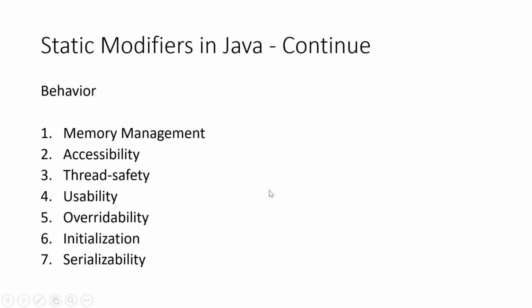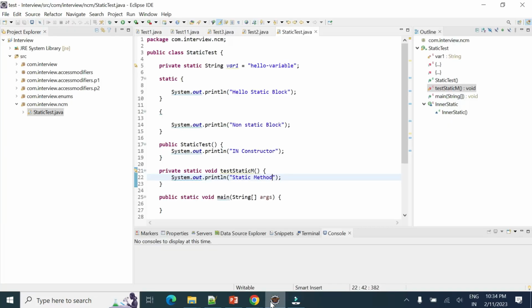Behavior-wise, we can define a static modifier by discussing memory management of the static modifier, accessibility, thread safety, usability, overridability, initialization, and serializability. So let's discuss one by one.